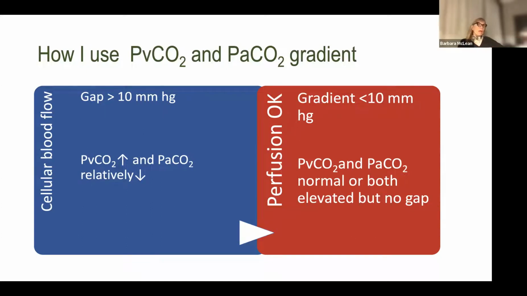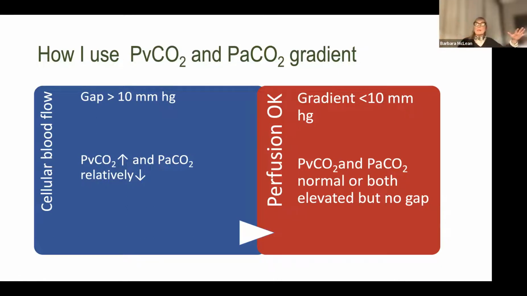All right, so end of gap number one, how I use PVCO2 and PaCO2 gradient. When the gap is greater than 10, PVCO2 is up and PaCO2 is down relative to the PVCO2. Might not be low, but it's relatively down because you have a gap that's wider than 10. This is a cellular blood flow problem. Straightforward as could be. If the gradient is less than 10, perfusion is okay. Systemic perfusion. PVCO2 and PaCO2 may be normal or both may be elevated, but there's not a PVACO2 gap.